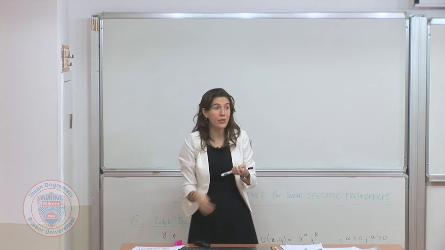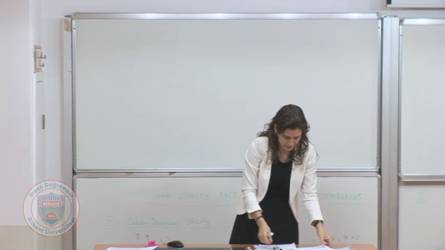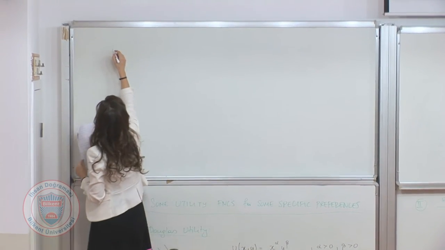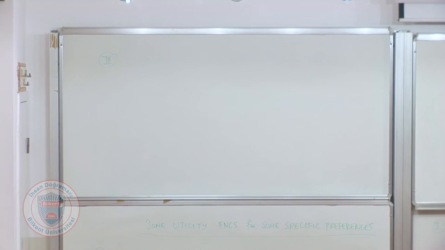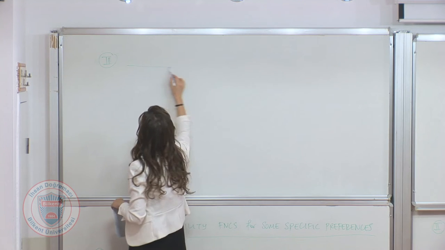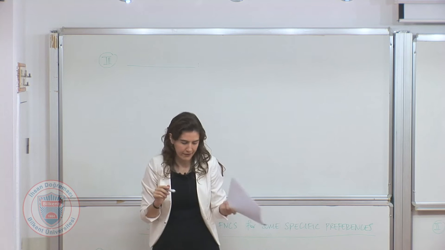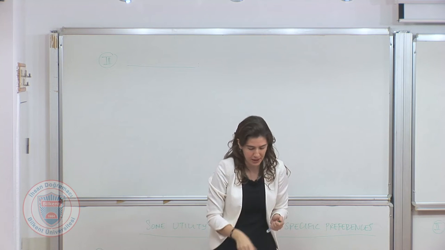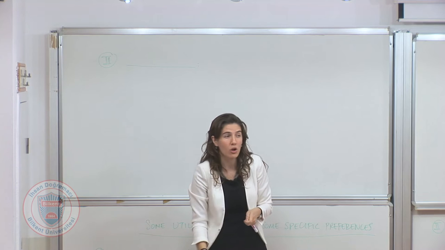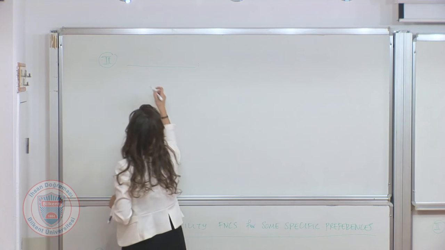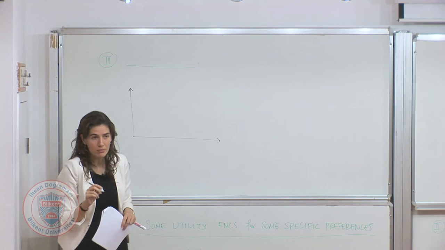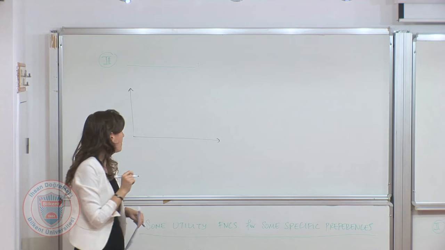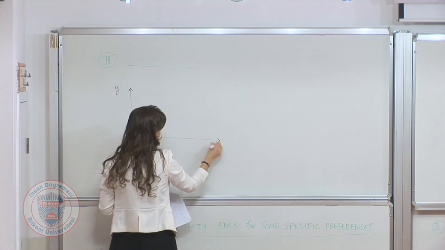Now, there is this third, different type, I would say. I'm not going to tell you the name again, but we're going to have what we call the L-shaped indifference curves. Sometimes these are called Leontief indifference curves, okay? So we're going to have indifference curves of this type. So basically it's Y, X.